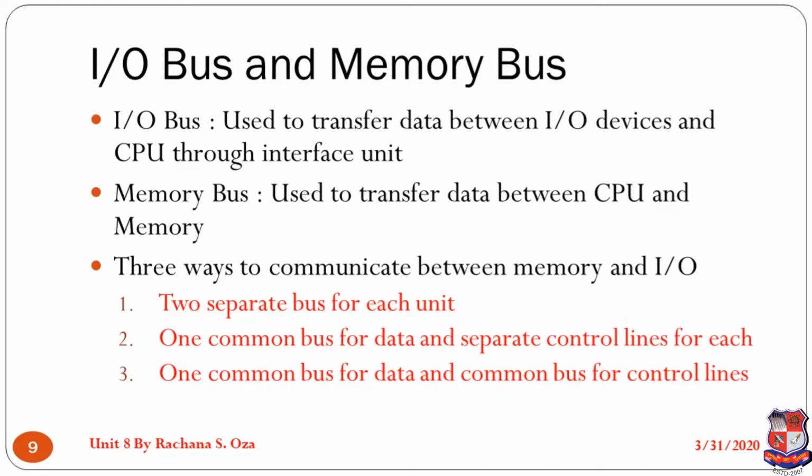The first way is, let us provide two separate sets of bus for each unit, that is memory or I/O. The second option is, let us provide a common bus for data and separate control lines for each. This is necessary because the keyboard has a different set of command control lines while the memory has a different set of control lines. Let us go with the third one. In the third case, you have a common bus for the data transfer and a common bus for the control lines.